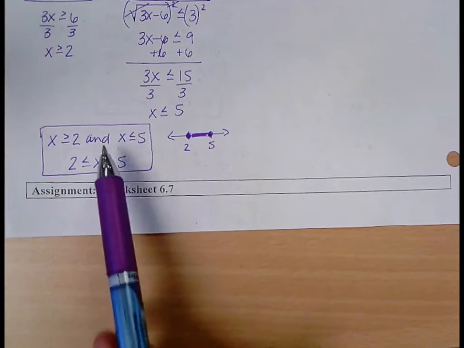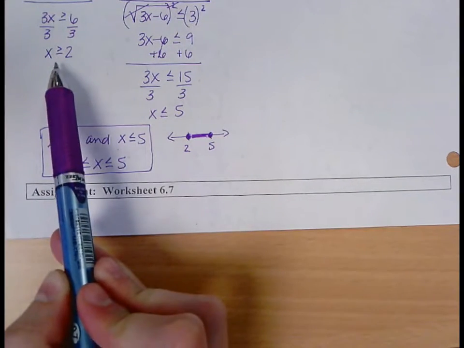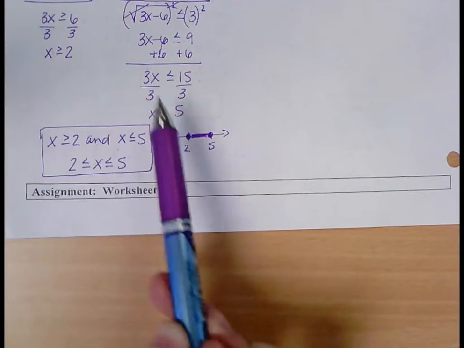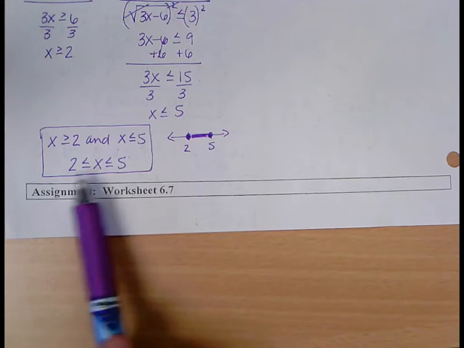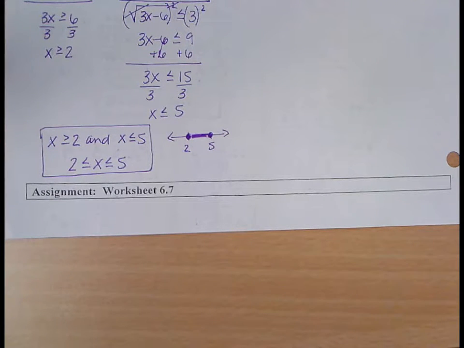They will always be joined by and. It will always be the first inequality you found and the second inequality. But you can then condense your solution by either writing it in this form or, different examples, different things come up. Any questions on that one?